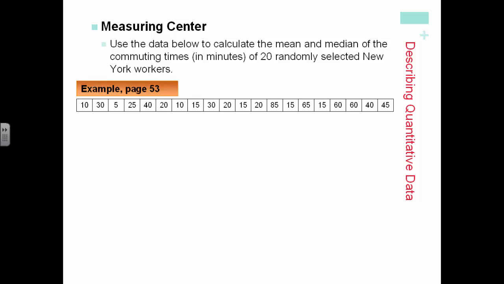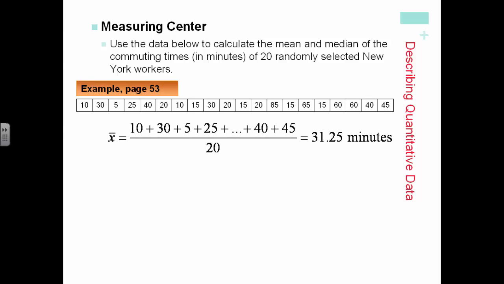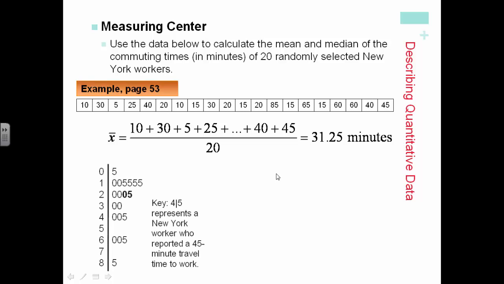Let's look at an example. This is an example of 20 randomly selected New York workers and their commute time in minutes. To find the mean, add all of the values together, divide by 20, and we get 31.25 minutes.